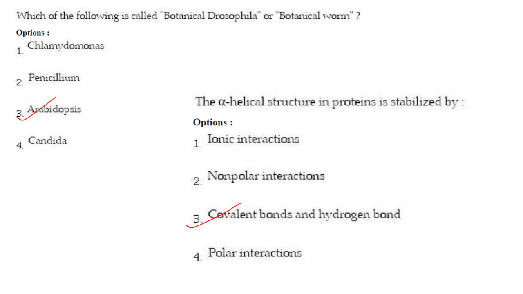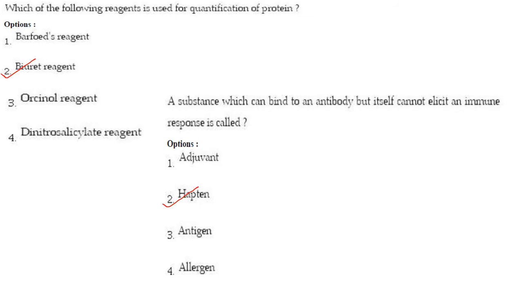Next one. Which of the following is called botanical Drosophila or botanical worm? Option 1 Chlamydomonas, 2 Penicillium, 3 Arabidopsis, 4 Candida. Answer is option 3 Arabidopsis. Next one. The alpha helical structure in proteins is stabilized by option 1 ionic interaction, 2 nonpolar interaction, 3 covalent bonds and hydrogen bonds, 4 polar interaction. Answer is option 3 covalent bonds and hydrogen bonds. Next one. Which of the following reagents is used for quantification of protein? Option 1 Bradford's reagent, 2 Biuret reagent, 3 Orcinol reagent, 4 dinitrosalicylate reagent. Answer is option 2 Biuret reagent.